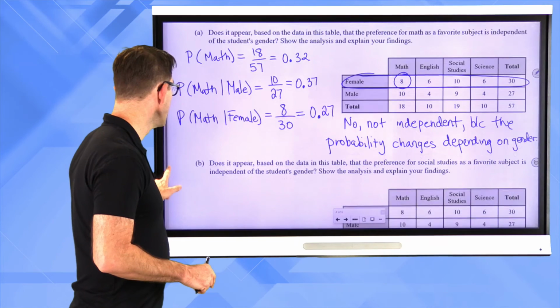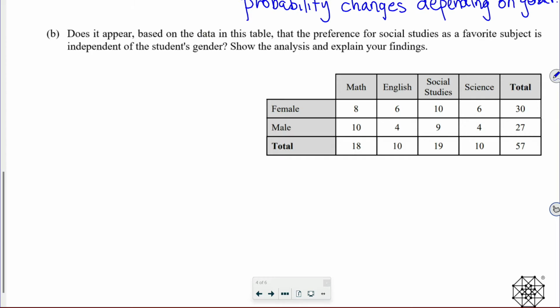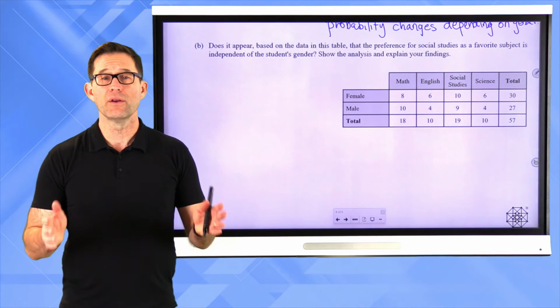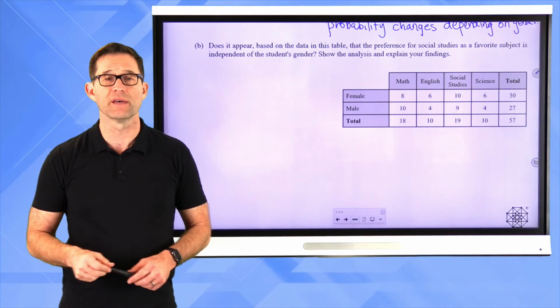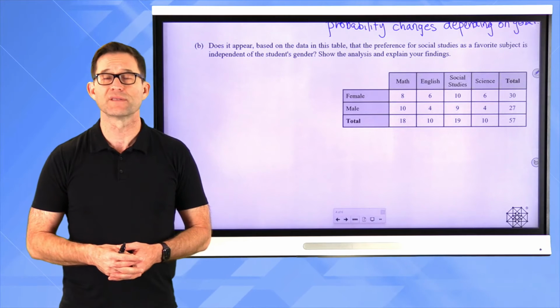So now let's take a look at letter B. Does it appear, based on the data in this table, that the preference for social studies as a favorite subject is independent of the student's gender? Show the analysis and explain your findings. All right, what I'd like you to do is pause the video now and go through exactly the same analysis we just did, but for social studies instead of math.